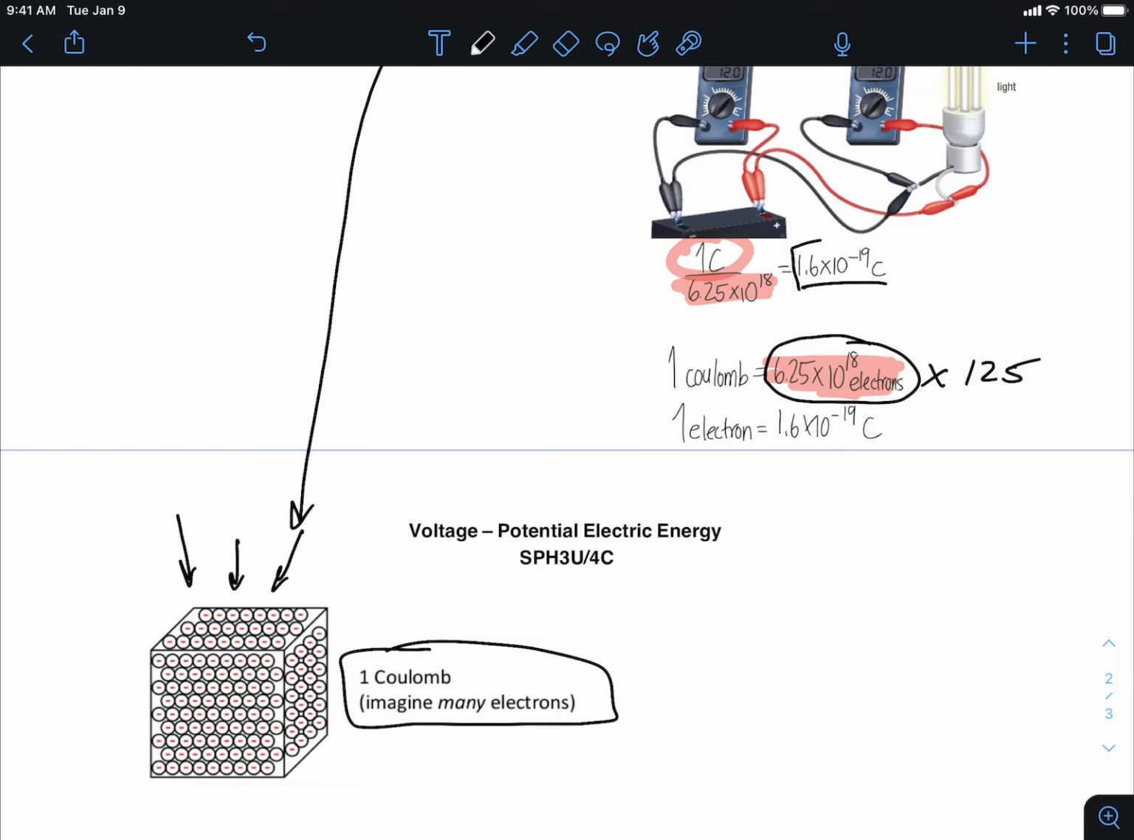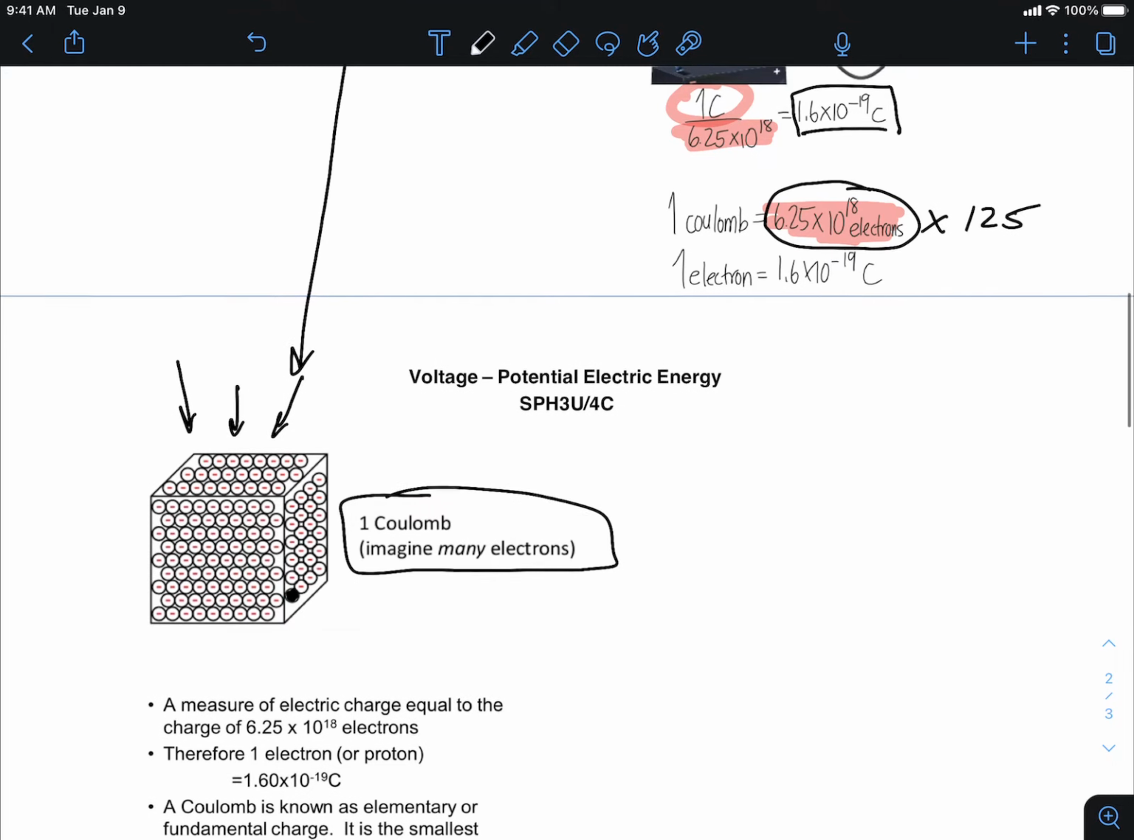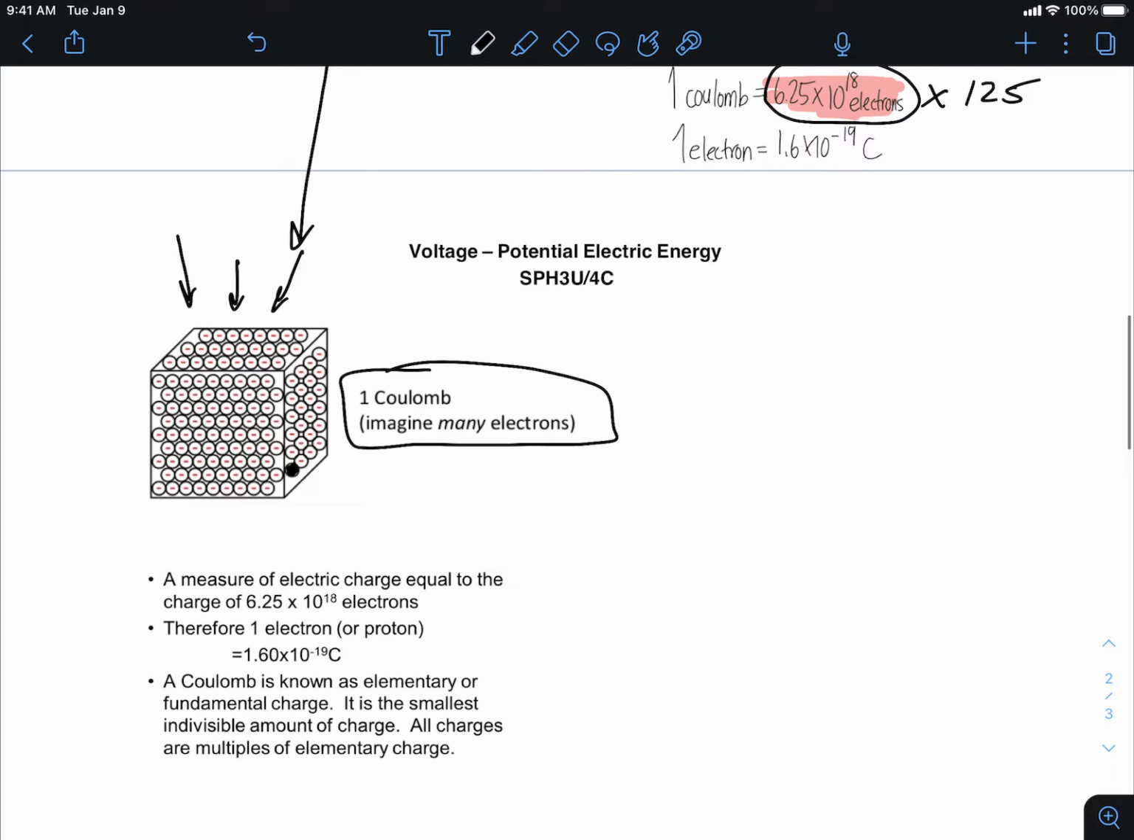And you will see this come up as you move forward in physics. You take grade 12, you'll see that number. It's a constant. It's the charge of an electron. Okay? That's where it comes from. Each one of these little electrons has that charge. And just some of the stuff underneath here is putting into words what I just said.